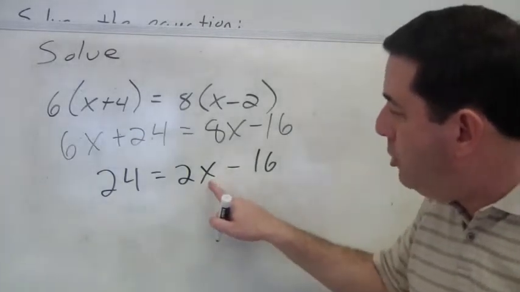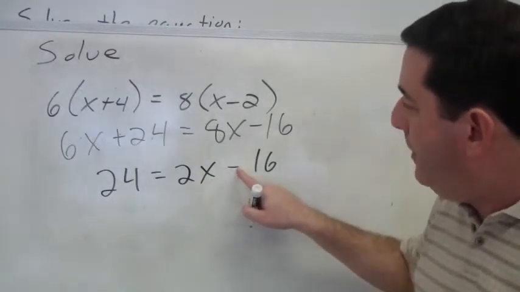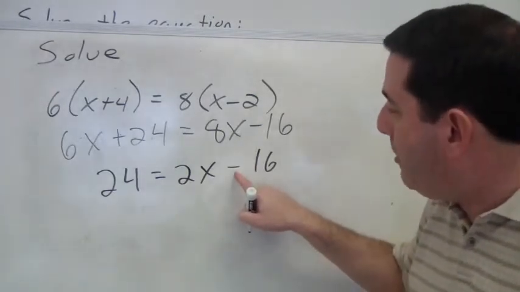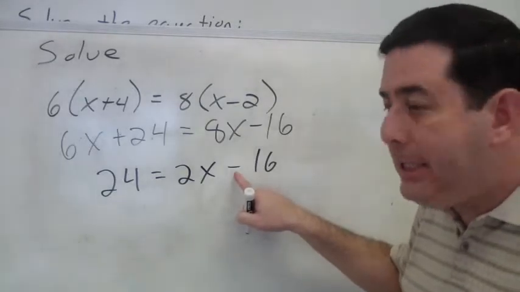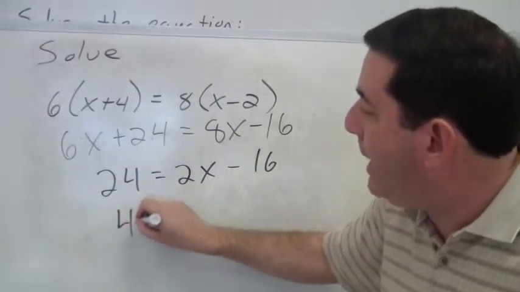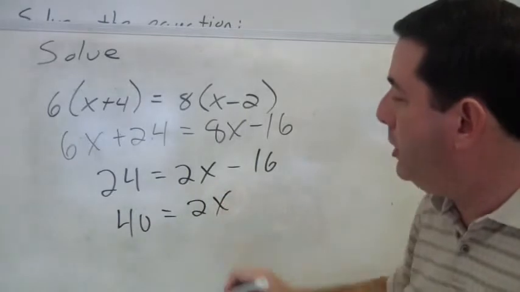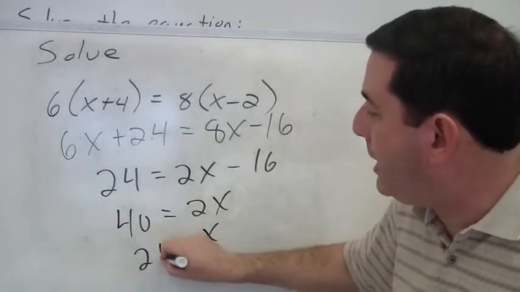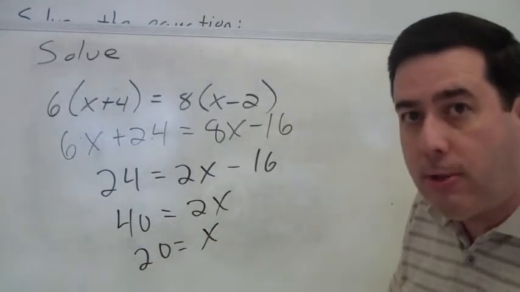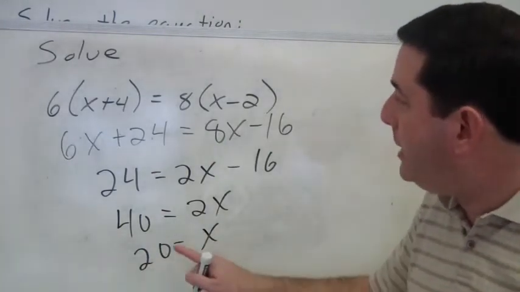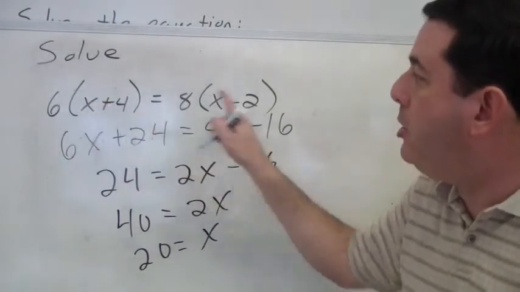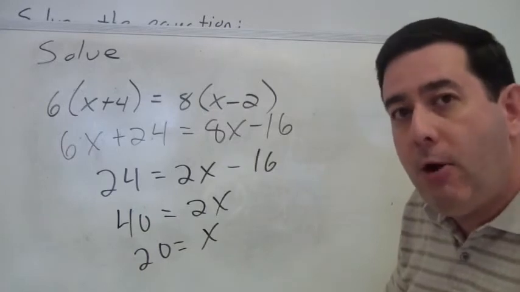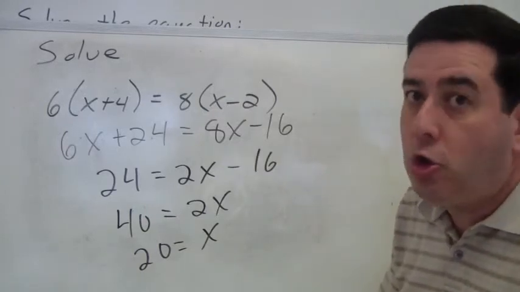Now let's undo the things that have happened to the variable. This minus 16 needs to go. I can get rid of it by adding it to both sides. When I add 16 to 24, that gives me 40 equals 2x. And now let's get rid of the 2 by dividing. So it looks like 20 is our solution. Again, we can check this by taking the 20, substituting it in for the x's in the original problem, and if we have the same thing on each side, then our answer is truly a solution.